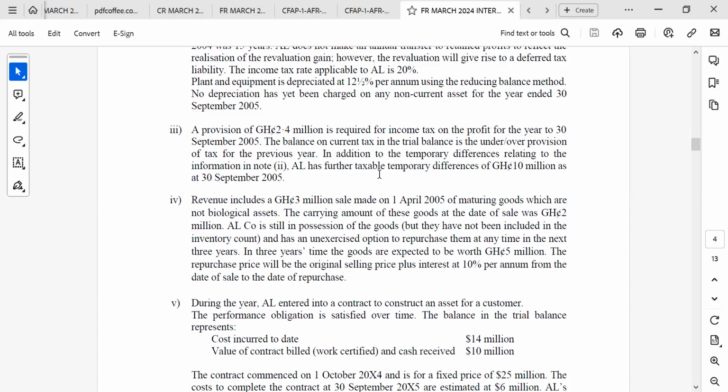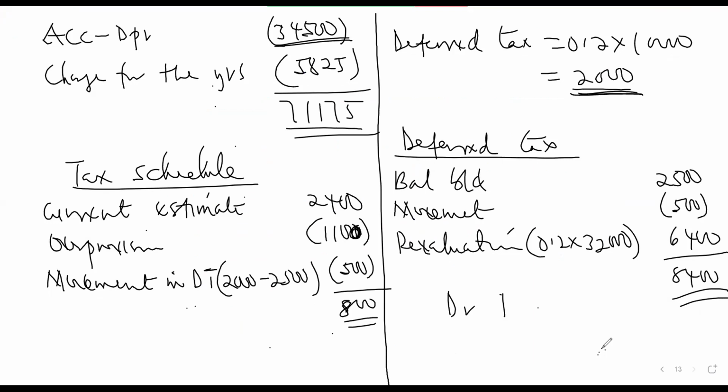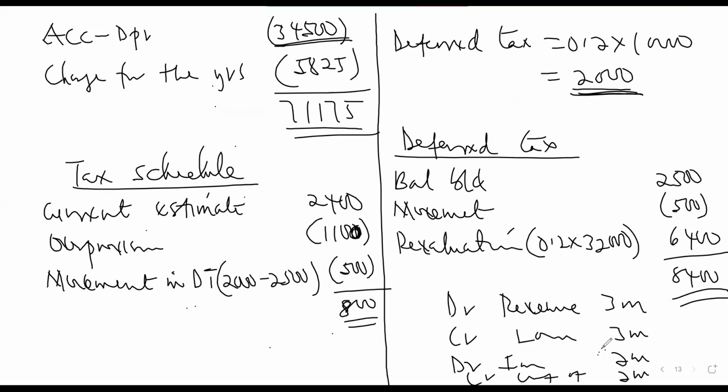So what we do is we are going to be debiting revenue with 3 million. Okay, then we credit loan with 3 million. Okay, we now debit inventory with 2 million. Then we credit cost of sales of 2 million. You can see that in effect, what is happening over here is that it's only 1 million that is what? Moving in the profit or loss account.